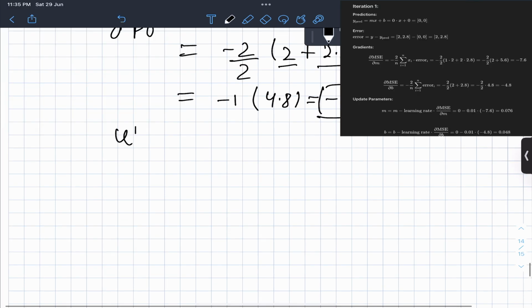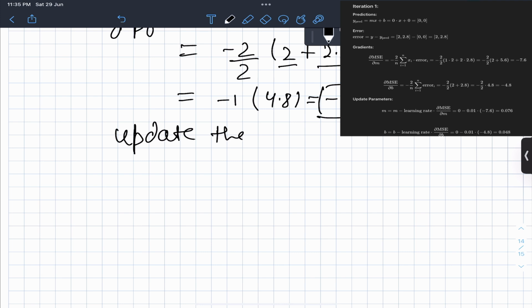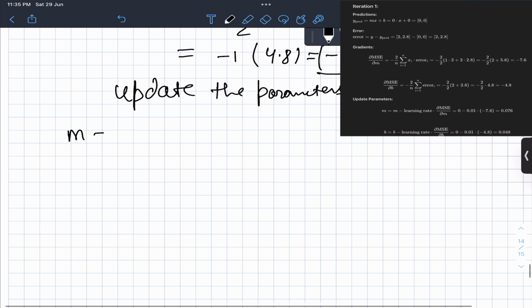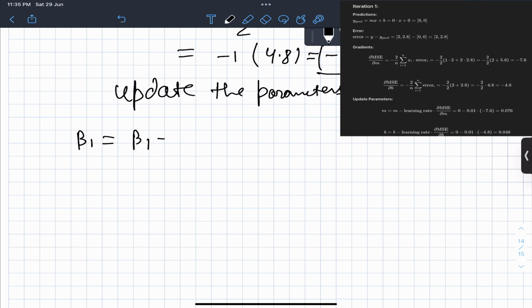Now we will update the parameters. Ignore my writing right now, I need to make you understand, not to write well. So for beta 1, it is beta 1 minus the learning rate, which is alpha.